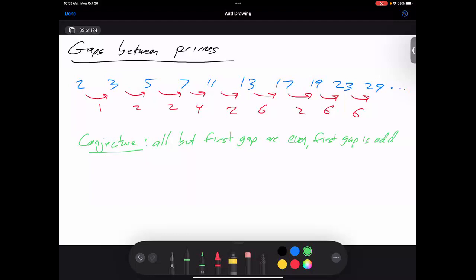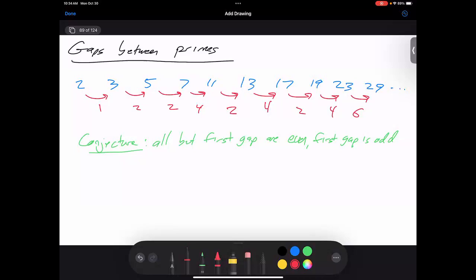I'm sorry? 13 to 17. Oh, 13 to 17 is 4, sorry. Thank you. So that should be 4. Excellent. 4, 2, 4, 2. Okay, good. So it goes 2, 4, 2, 4, 2, 4. If you just look at that for a while, you might think it's always alternating 2, 4, 2, 4, 2, 4, but then we get the 6. So when you look at this, we're seeing a lot of 2s, a lot of 4s. If we didn't do the 23 to 29, we wouldn't see the 6 at all. And maybe we think maybe everything is just going to alternate 2, 4, 2, 4.